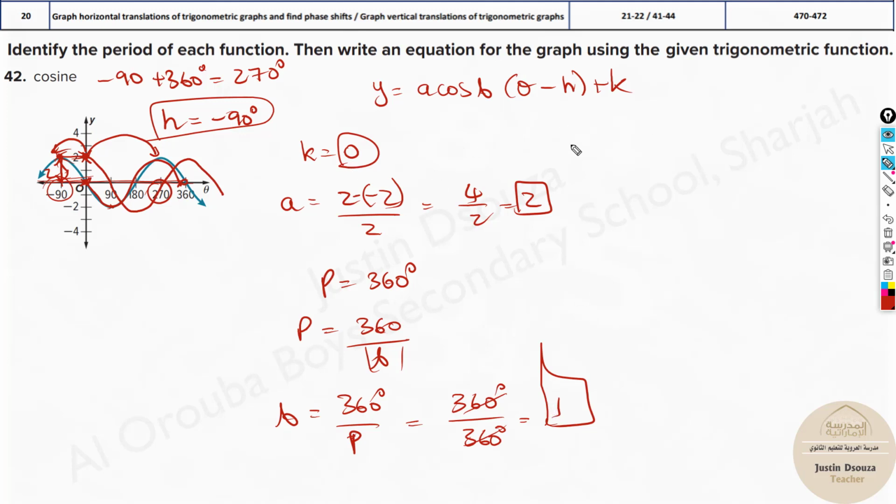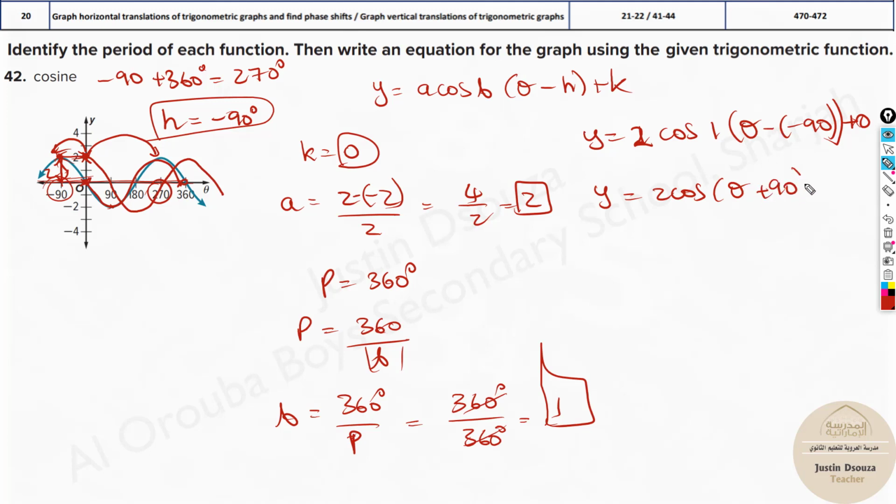We know everything is known. So I'll just write it out over here. y is equal to 1 cosine function. What is the b value? It is, sorry, a value is 2. Okay, a value is 2. And that's 1 into theta minus of minus 90. Please don't forget this negative sign. I'm telling this, but many times students do tend to forget this. That's why please take care over here. And k is 0. So now I'll just simplify and write. It'll be 2 cosine function theta minus and minus becomes plus 90 degrees, and it's 0. So this is the final answer.